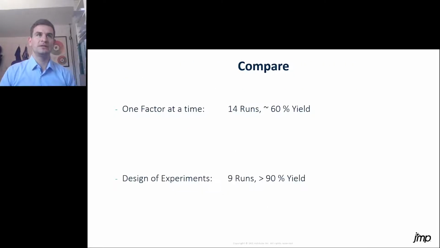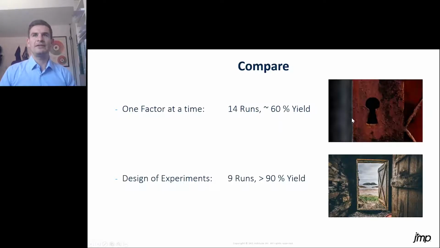So if we compare the numbers for that one factor at a time result, we made 14 runs and ended up with a roughly 60% yield. And with this designed experiment, with only 9 runs, we ended up with more than 90% yield. So we had more yield with less effort. And a great analogy that I heard just a few weeks ago was that one factor at a time is like looking through a keyhole into a room and trying to see everything that's in there, whereas design of experiments is just like opening that door and going into the room.